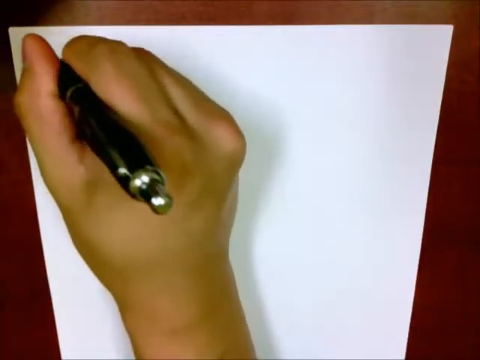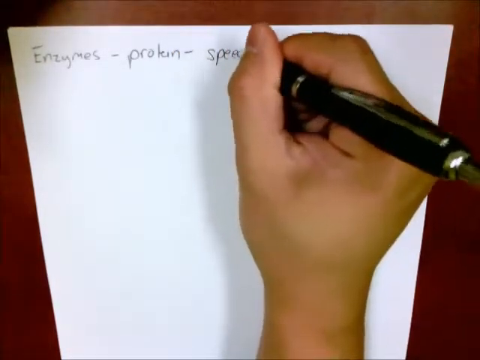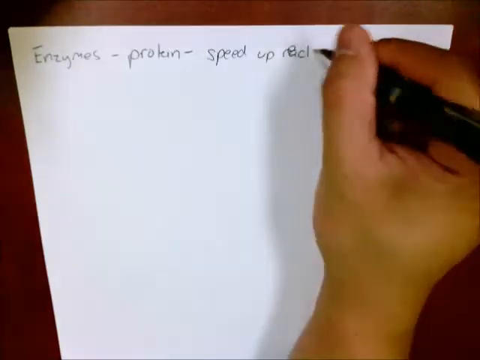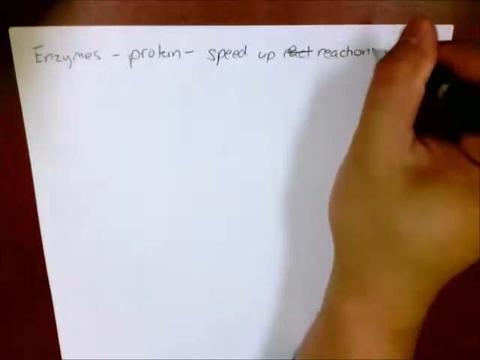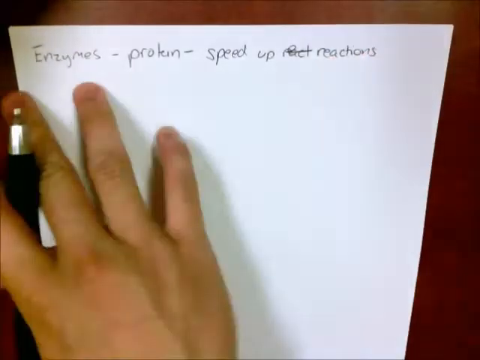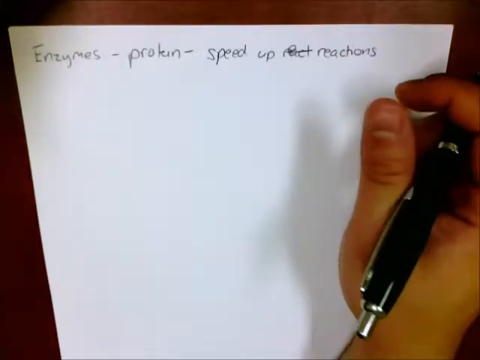Enzymes. They are proteins, so this is a type of protein, okay? And what they're going to do is they're going to speed up reactions. That's really their main job. That's pretty much all. Okay, so enzymes speed stuff up, and this is largely responsible for things like your fruit ripening.